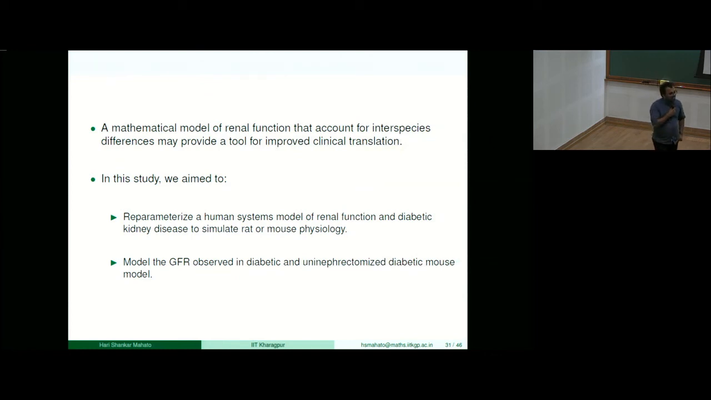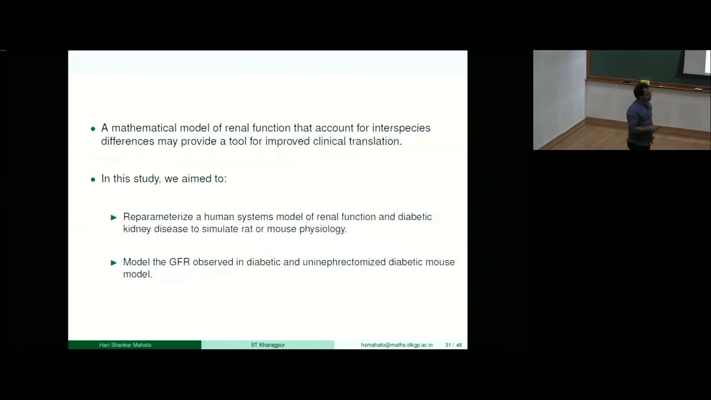So this is the continuation. So now we are modeling the diabetes effect. What is that? Homogenization. Yeah, that's where I'm coming at. Yeah. So as I was saying that now we are going to model the diabetic effect.